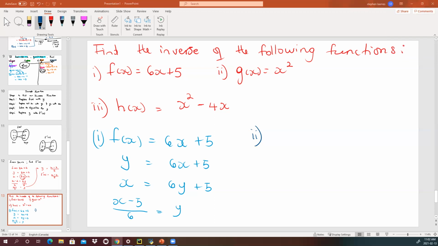g of x is x squared. So g of x equals x squared. Replace g of x by y. So y equals x squared. Replace, interchange the x and the y. So x equals y squared. And now we have to solve for y, make y the subject of the formula.